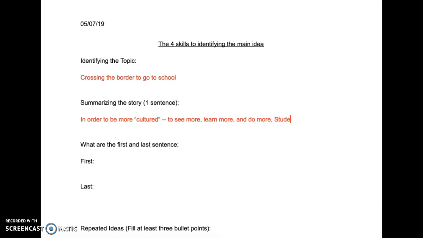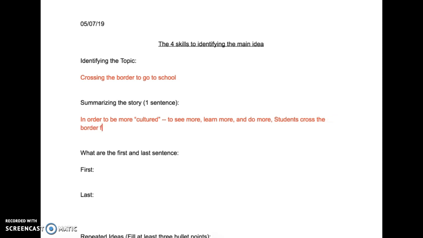Students cross the border for school despite the difficulty and it's not really so much hassle, but it's the effort it takes.